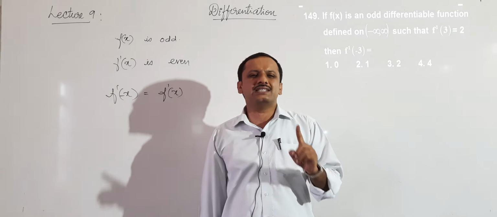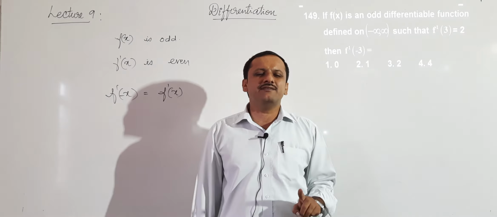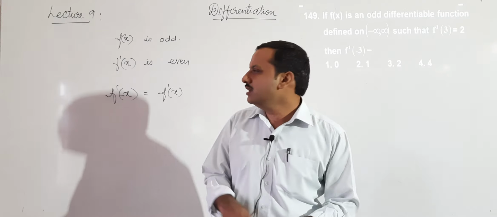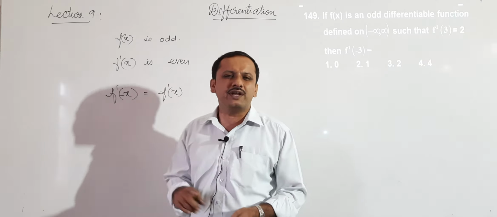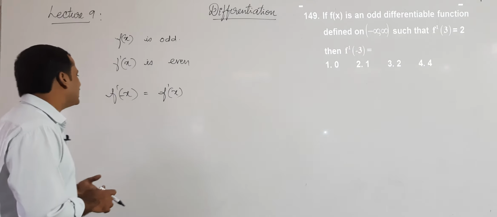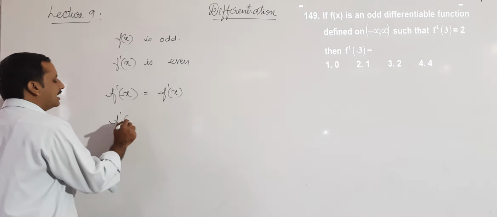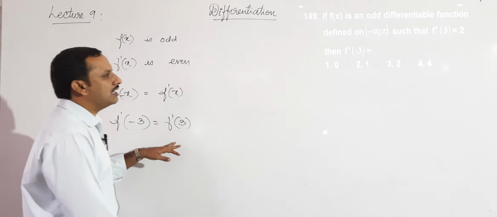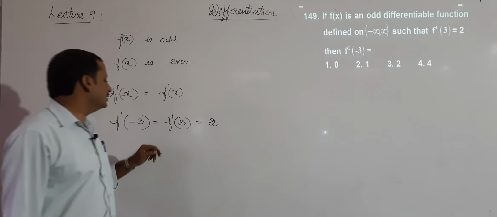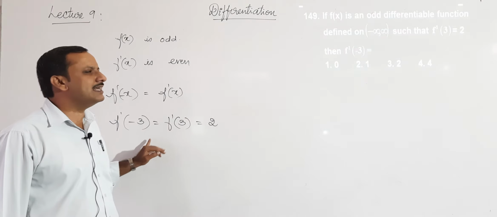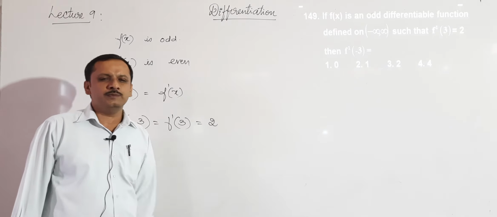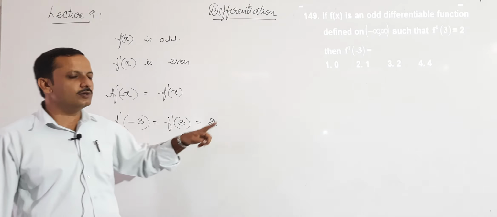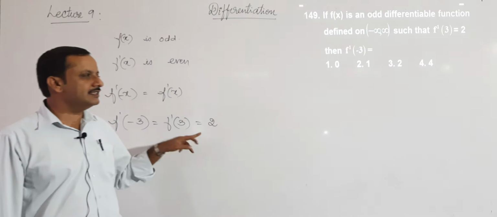Now f dash is an even function. If f dash is even, then we can write f dash of minus x is equal to f dash of x. Now we want f dash of minus 3, put x equal to 3 here. We get f dash of minus 3 is equal to f dash of 3. f dash of 3 value they have given, that's equal to 2. So if f dash of 3 is 2, f dash of minus 3 is also equal to 2. 2, which is the third option. Okay. Just by looking at 2, don't click the second option as the answer. Answer is the third option.